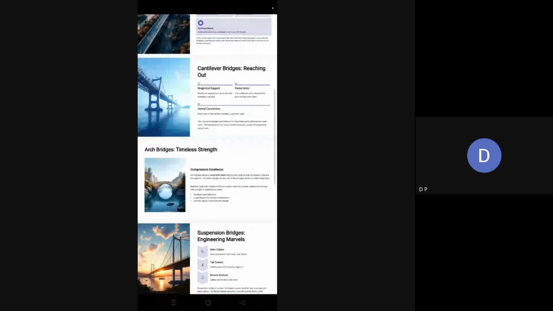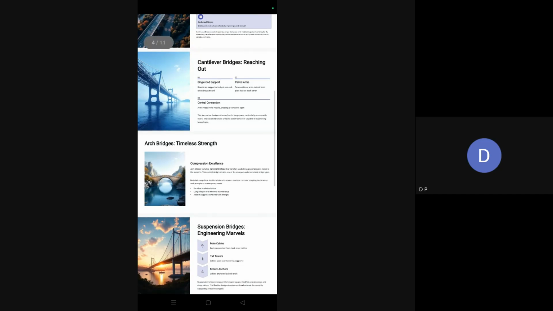Cantilever bridges, reaching out. Single end support: beams are supported only at one end, extending outward. Paired arms: two cantilever arms extend from each side toward each other. Central connection: the arms meet in the middle, creating a complete span.